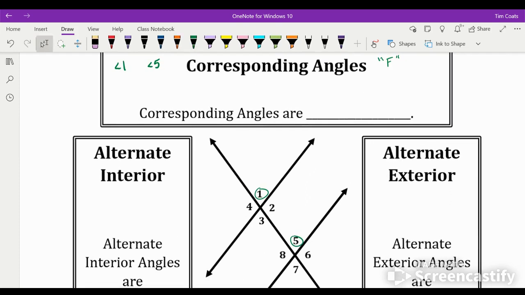And what we want to talk about is in this blank, we're either going to fill in congruent or supplementary. If you look at 1 and 5, and we'll prove this in class later, 1 and 5 are congruent. Remember, congruent means they have equal measure. So angle 1 is congruent to angle 5. Angle 2 is congruent to angle 6. Angle 4 is congruent to angle 8. Angle 3 is congruent to angle 7. They are all congruent because they are corresponding. So corresponding angles are congruent. That's the big takeaway you want to take from that.